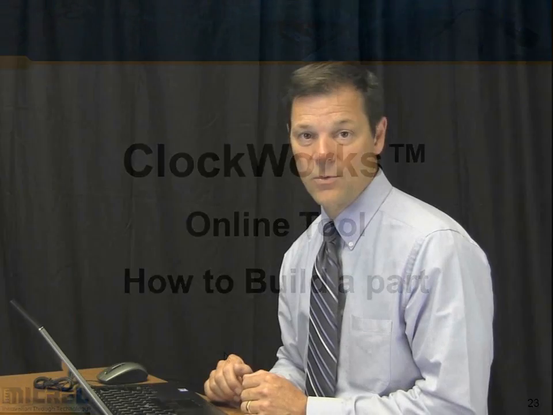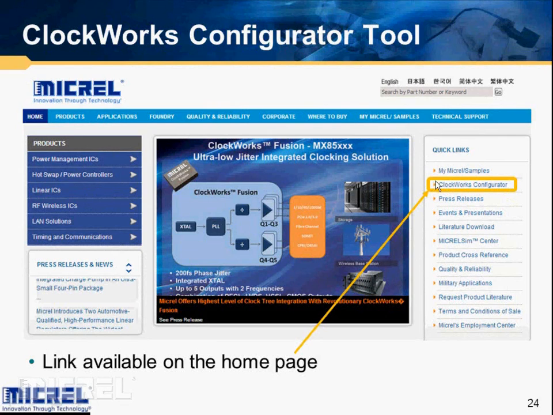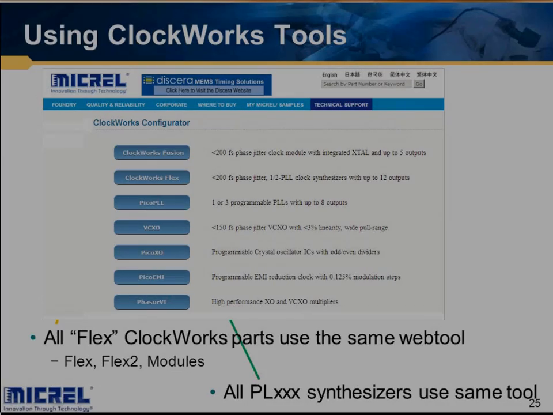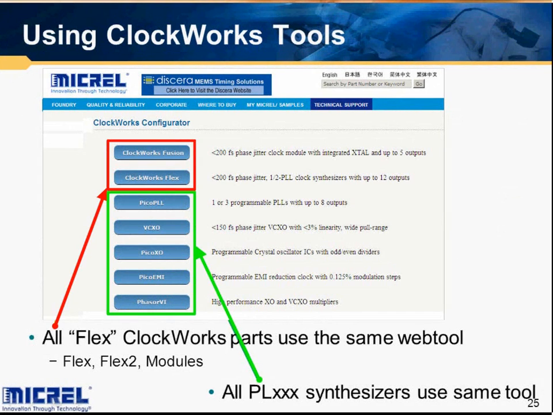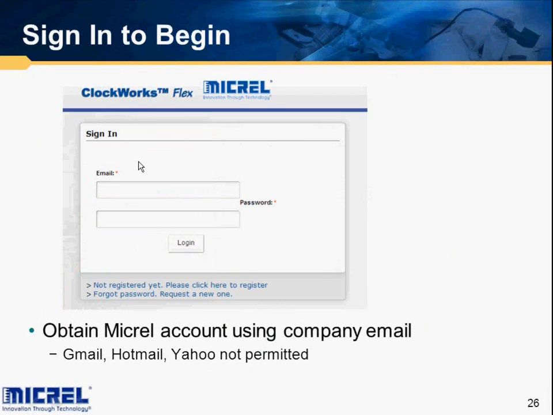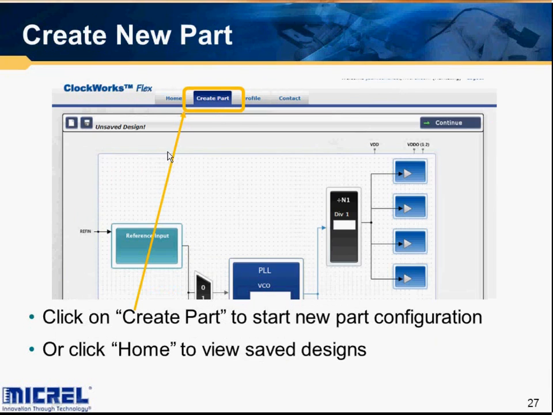Next, we'll take a look at the Clockworks tools on our website to give you an idea how to build your own part. From the Micrel website, you can access the Clockworks configurator from the right side of the home page. Here you can choose our Flex family at the top banner for Clockworks Fusion. These parts are the low jitter differential clocks. The group below this is for the Pico PLL parts. By clicking on this tool, you'll be taken to a login screen. If you don't have a login yet, you can create one. Once you're in the tool, you can click on Create a Part.